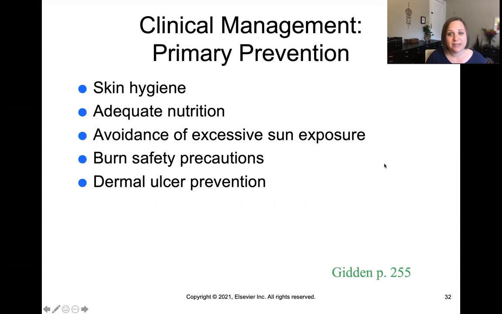So the first thing is prevention. Prevention is worth a lot more than treatment. So we really want to focus our efforts on prevention of skin breakdown. And that includes things like making sure our patients have good skin hygiene, have adequate nutrition, that we advise avoiding excessive sun exposure or using good sunscreens when possible. We're going to talk about preventing burns in the home. And then talk about dermal ulcer prevention. How do we prevent people from getting these kind of ulcers to begin with?